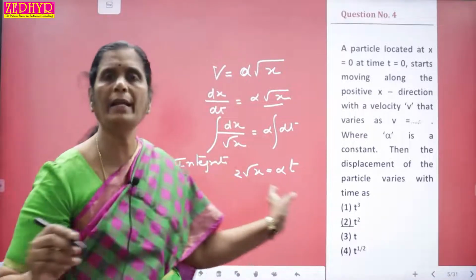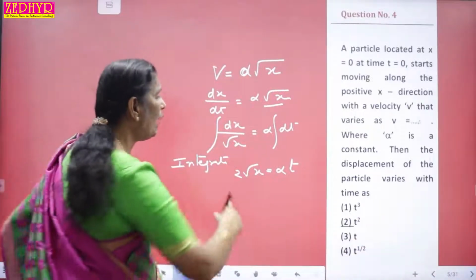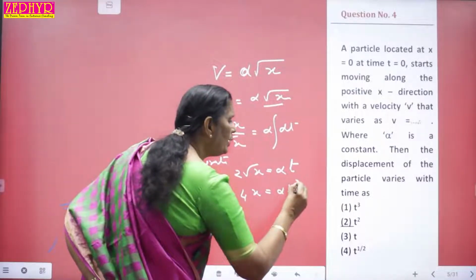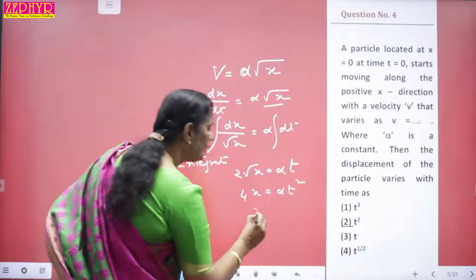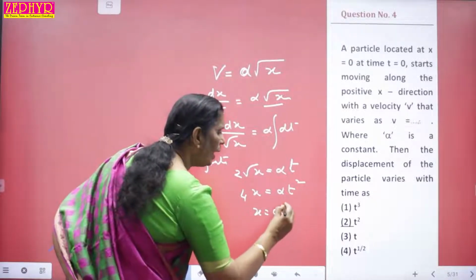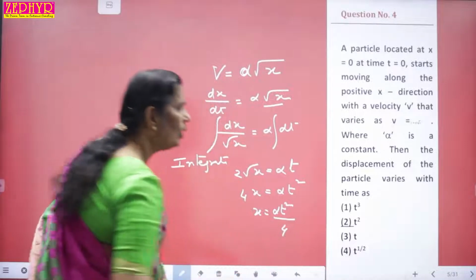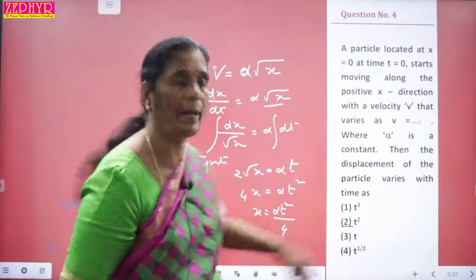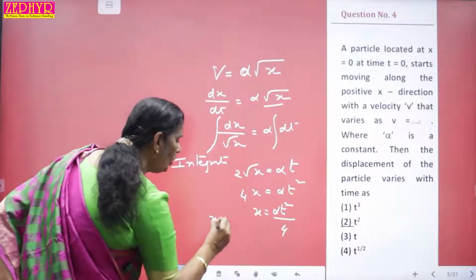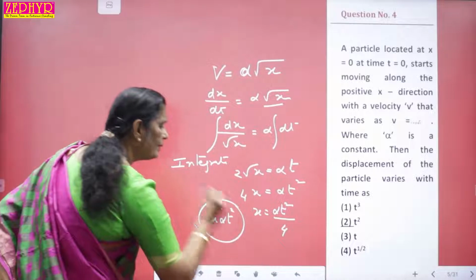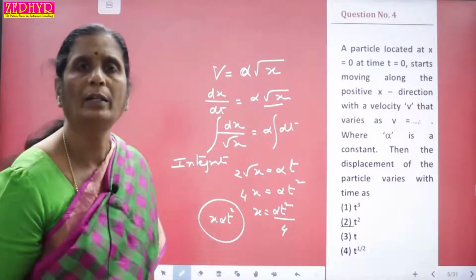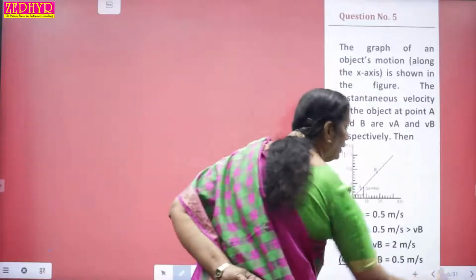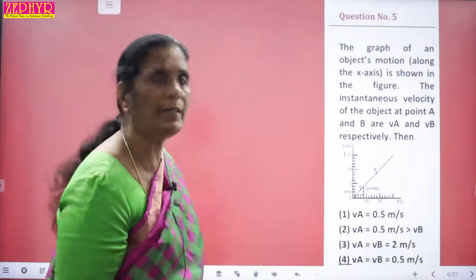So now we related x and t, but we want x, so square it on both sides. So 4 into x is equal to alpha into t square. So x is equal to alpha t square by 4, but they ask only proportionality. They want to know how the displacement varies with time. So x is proportional to t square. So this question is based on integration. Good. So you should be good in integration as well as differentiation.